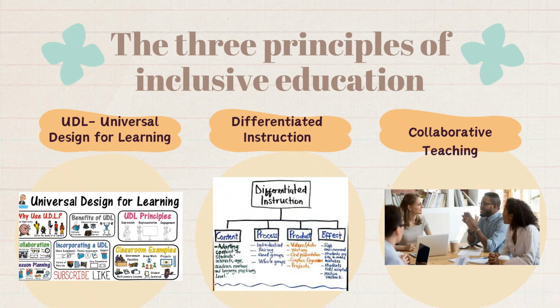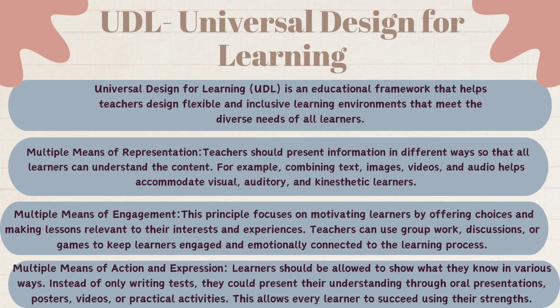We can implement the 3 principles of inclusive education to create a classroom that supports all students, which are the universal design for learning, differentiated instruction, and collaborative teaching. Now we'll be focusing on the universal design for learning. The universal design for learning is an educational framework that helps teachers design flexible and inclusive learning environments that meet the diverse needs of all learners.